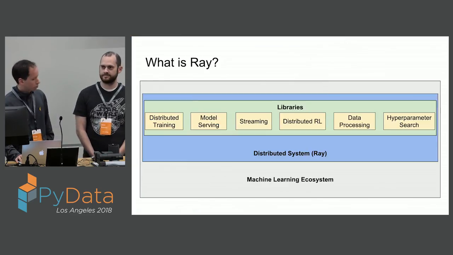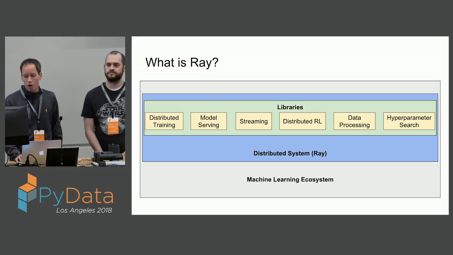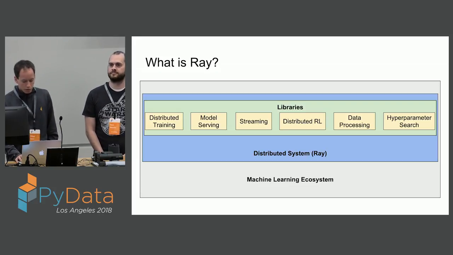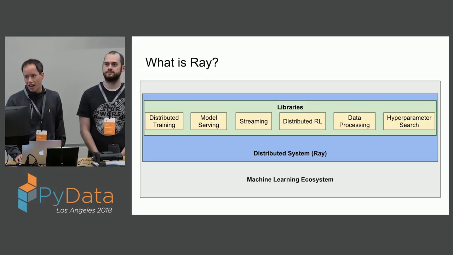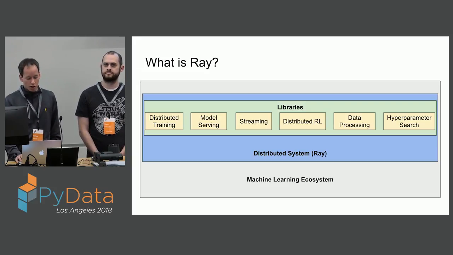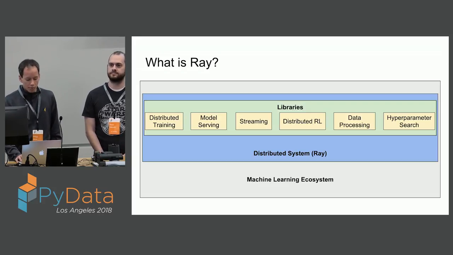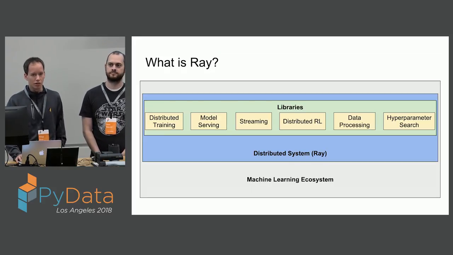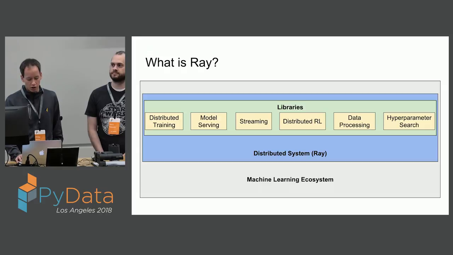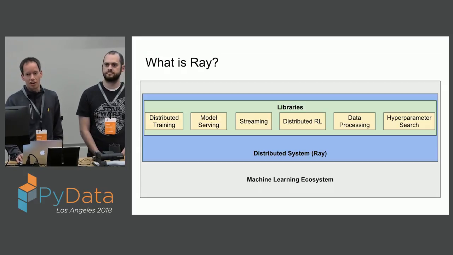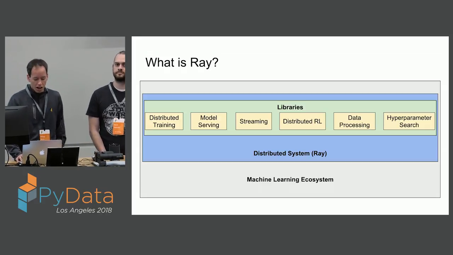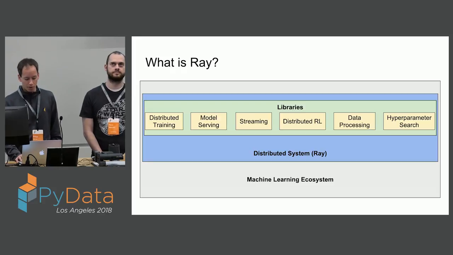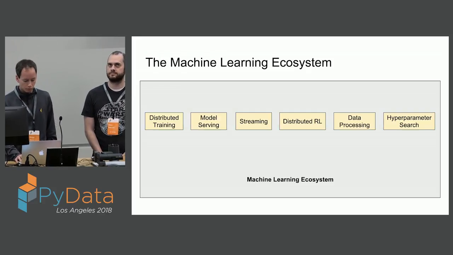So, what is Ray? Ray is a general purpose framework for distributed Python, together with a number of higher level libraries for AI workloads. You can think of Ray as something that you would use in the same way that you would use other systems like Dask or PySpark or Celery. So it's that type of system, and it's used for parallelizing and distributing Python code.